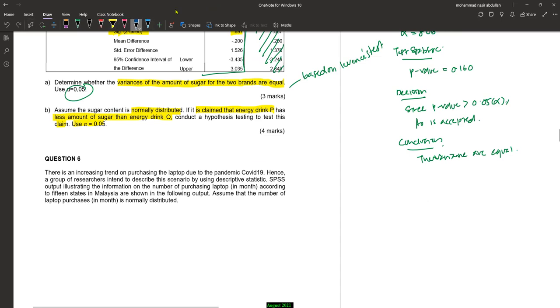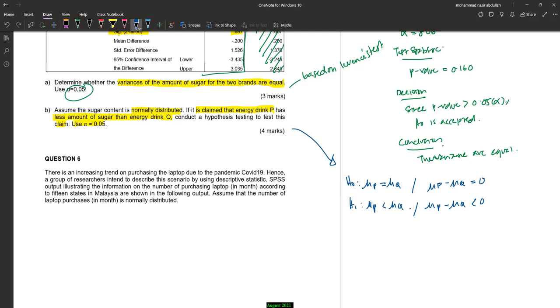So now, the null hypothesis is mu P, P has less amount of sugar, equal to mu Q. Alternative hypothesis: mu P is less than mu Q, right? Can you understand? Or we can write it as mu P minus mu Q equal to 0, and the alternative, mu P minus mu Q less than 0. If you don't like the first form, you can write it this way, it's the same.